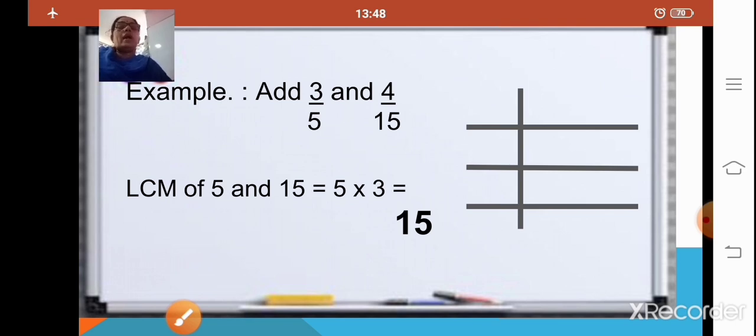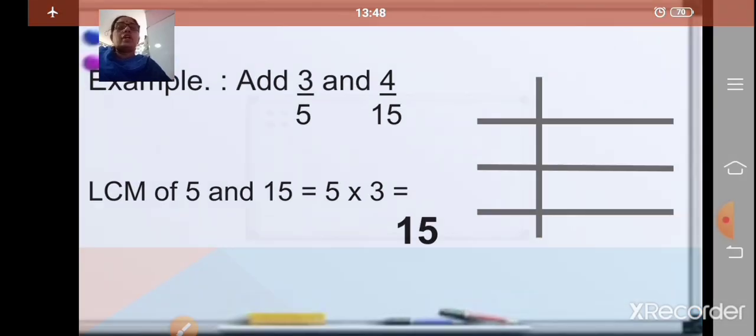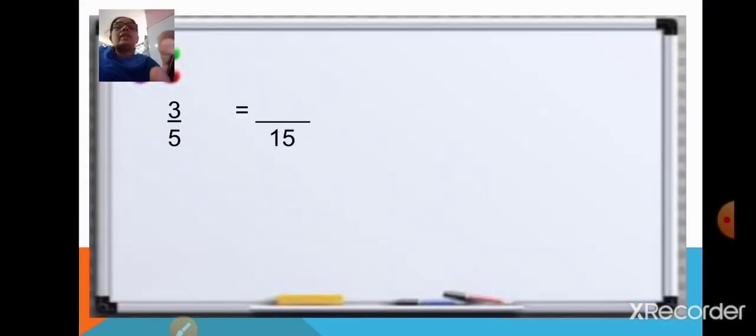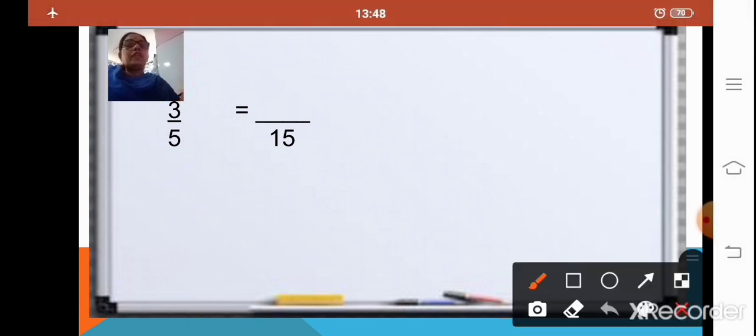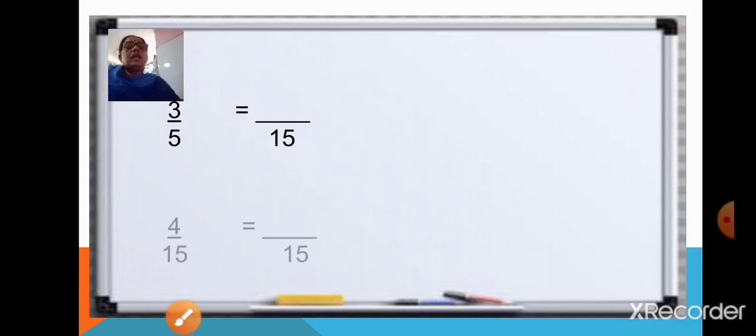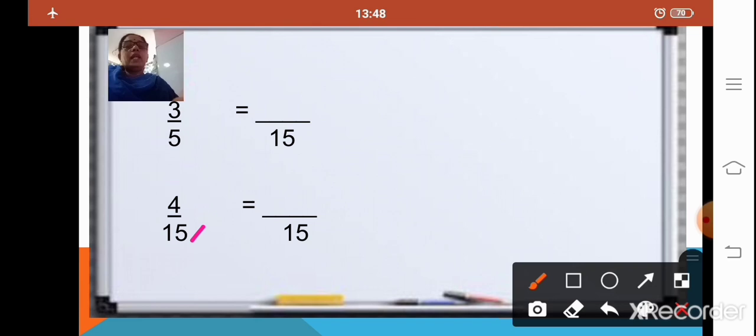Now here your LCM is 15. What is the next step? You have to make like fractions to carry out the addition. So the first fraction is 3 upon 5. Now here 5 multiplied by 3 is 15, so the numerator also will multiply by 3. So your fraction becomes 3 upon 5 is equal to 9 upon 15, which is an equivalent fraction. In the same way, for the second fraction, 15 multiplied by 1 is 15, so the numerator also multiplied by 1 will become 4 upon 15. So our first fraction was 9 upon 15 and the second one was 4 upon 15.